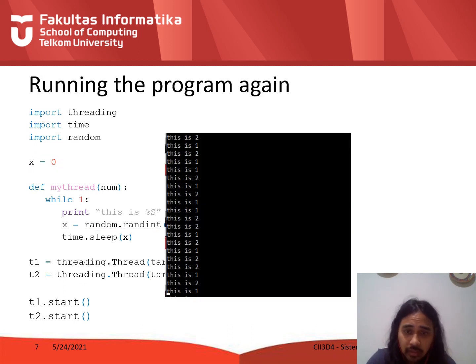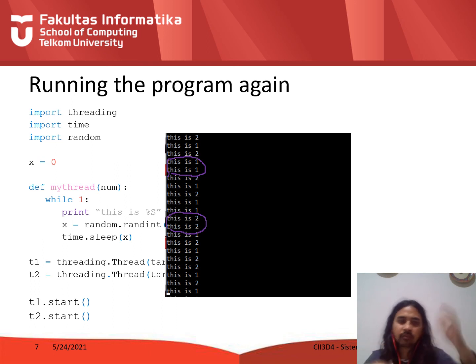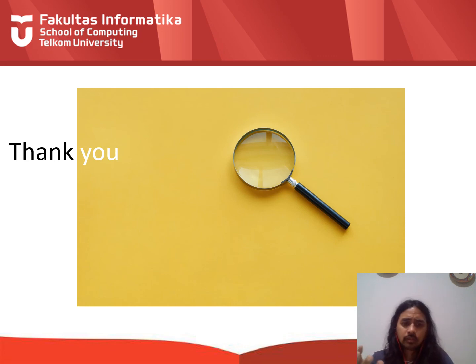When we run the program, we can see that, for example, 1 can print twice without 2 printing, because 2 is sleeping for a longer time, and also 2 can print twice without 1 printing, because 1 is sleeping for a longer time. This shows that 2 and 1 are running at the same time, and it doesn't matter which one started first, because they run at the same time, and when they are sleeping, anything can happen. So that's our conclusion of this video. That is the end of video 3.